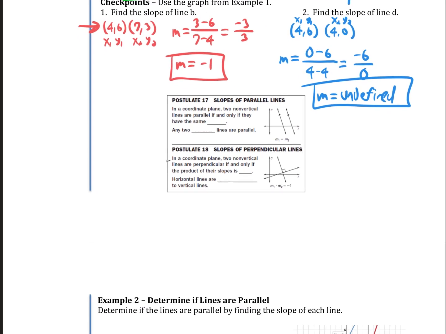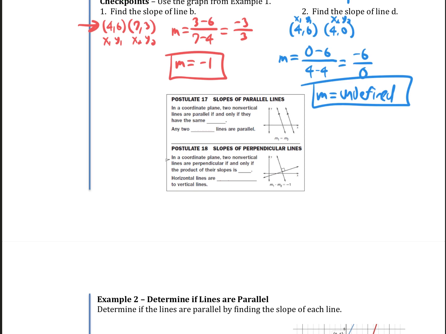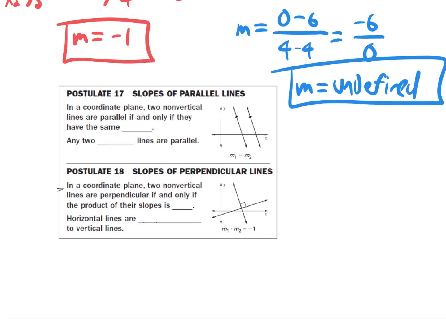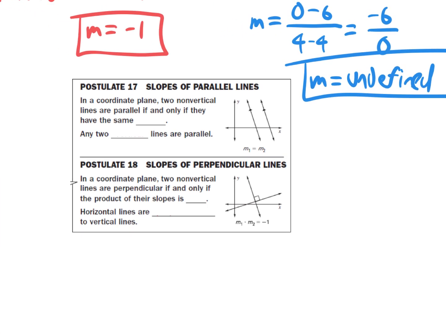Now, this is also kind of a review from Algebra 1. Slopes of parallel lines. Parallel lines have the same slope. Vertical or horizontal lines are parallel. And then perpendicular lines.